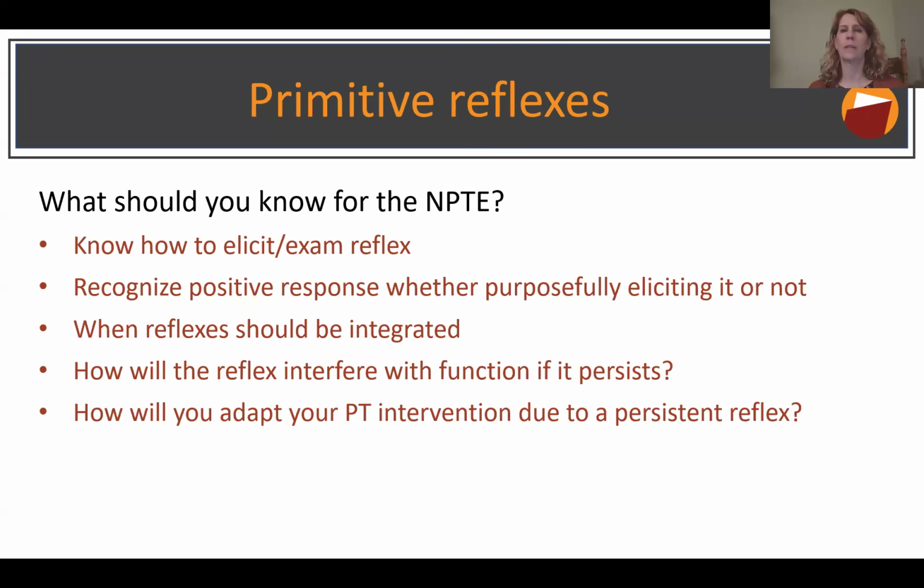Can they ask when reflexes are integrated? Yes, and we're going to go over that at the end, and hopefully I'll give you an easy way to memorize that or know that. But it's really going to be more of those last two: how will the reflex interfere with function if it persists, and what are you going to do differently?